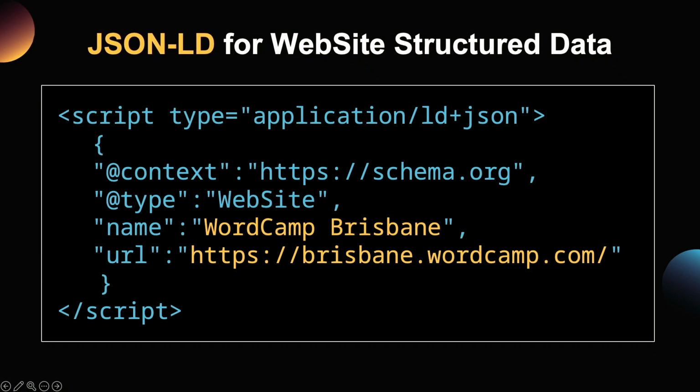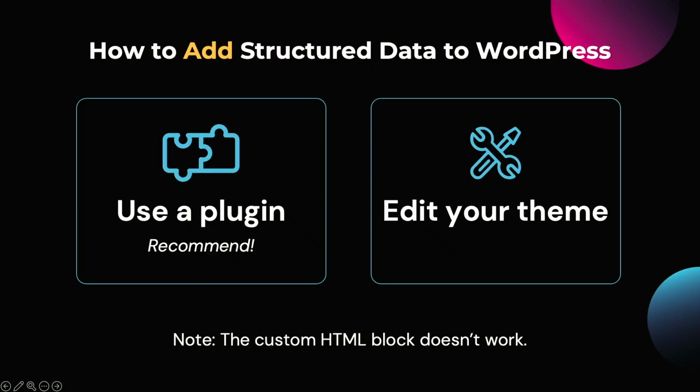You don't need to understand the code itself. The only thing you need to remember is that providing this code is the most direct and reliable way to get Google to display your correct brand name. So your obvious next question is, how do I add this to my WordPress site?